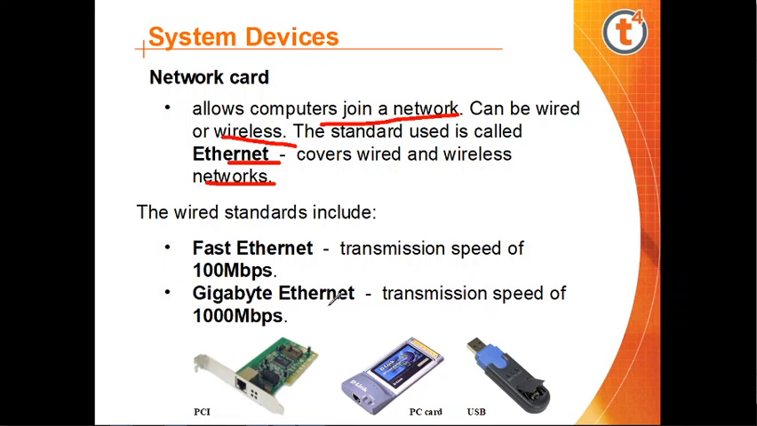Then comes Gigabit Ethernet, which is the fastest Ethernet, with a transmission speed of 1000 Mbps. So these are the wired standards.